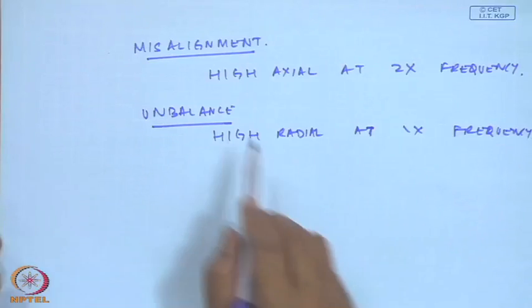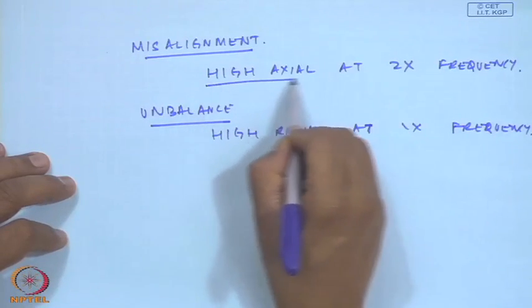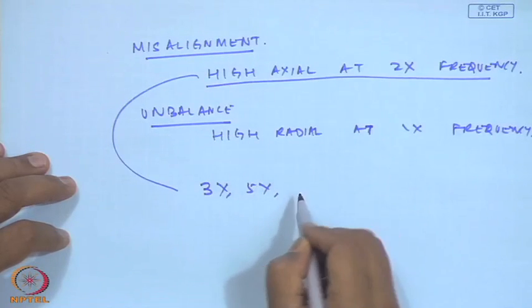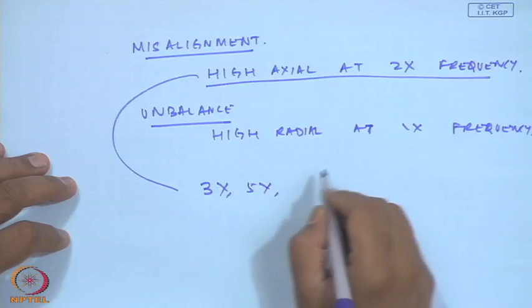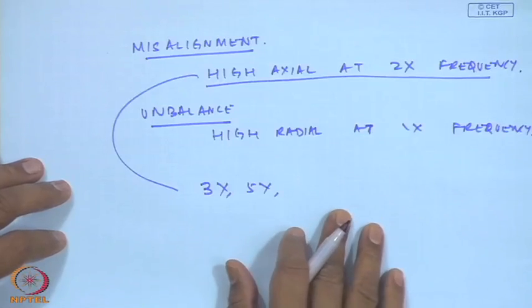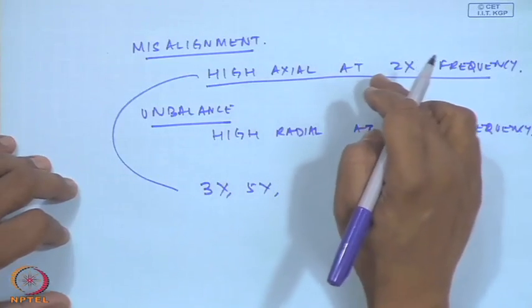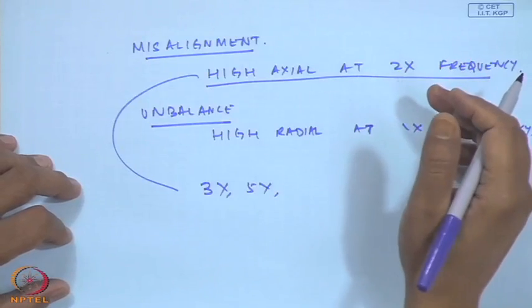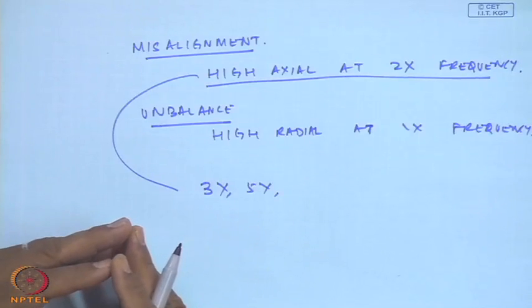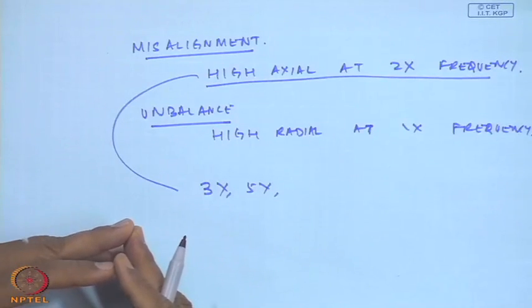But let me just caution you, this is very, very theoretical, in the sense of high axial at 2x vibrations. When we go to the lab, we see 3x, 5x, sometimes we even see high radials, when there is eccentricity with misalignment. So, one has to be careful. Although if you go to any handbooks on condition monitoring or any trade guidelines, they usually give a machinery troubleshooting chart which says that if it is high axial and at 2x frequency, it is misalignment. That is well and good, but one has to be careful that it is not necessarily always true.